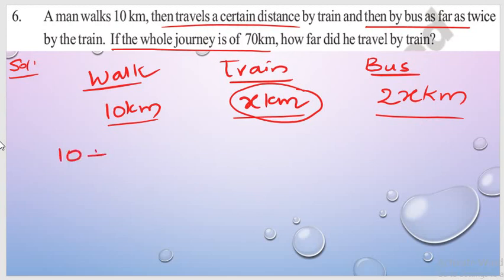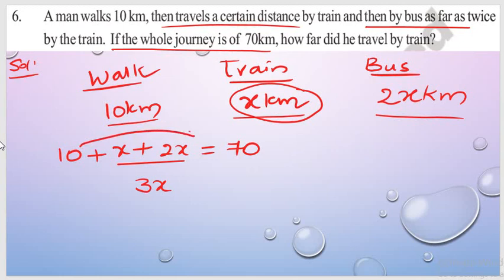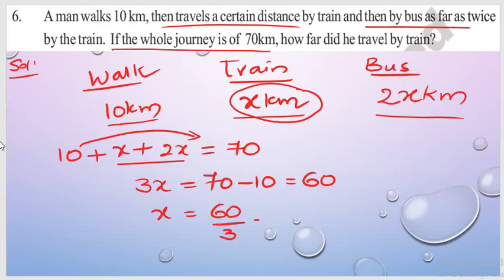So 10 kilometers plus x kilometers plus 2x kilometers will give you 70 kilometers, right? Now this is nothing but the equation which I am going to obtain for this question. Now 2x plus x is nothing but 3x. Now transposing this 10 to the other side, then what I am going to get? 70 minus 10. So the value of 70 minus 10 is 60. So from this x is equal to 60 divided by 3, which gives me 20 kilometers.